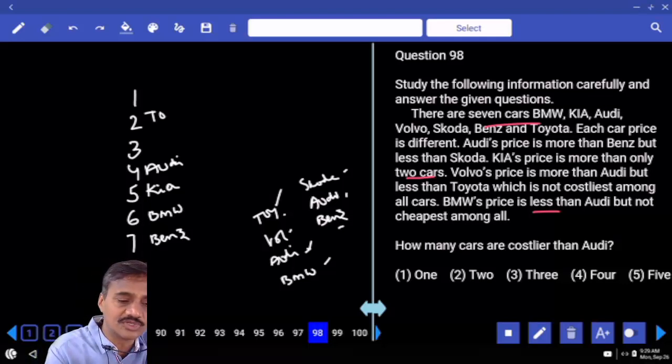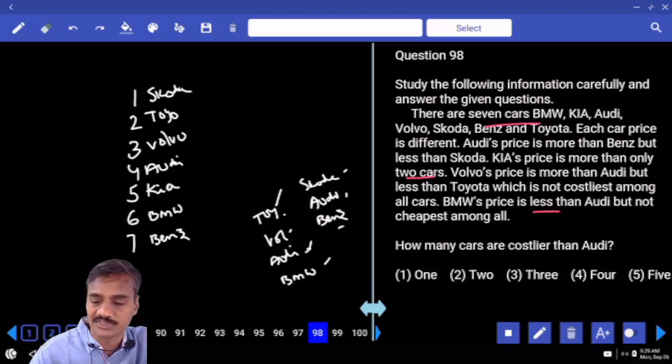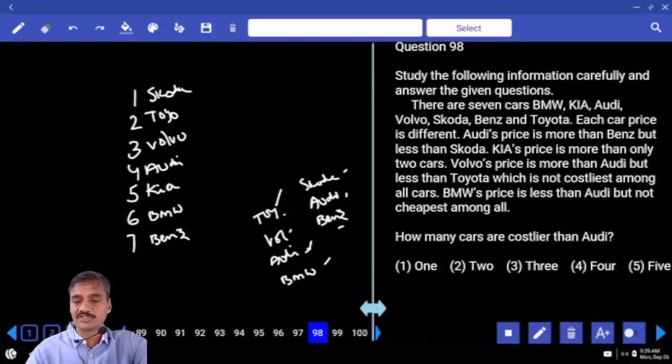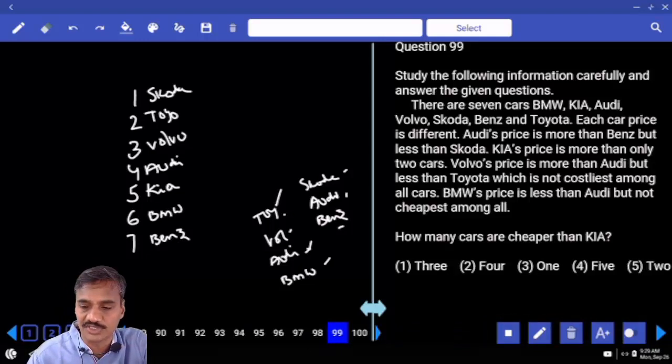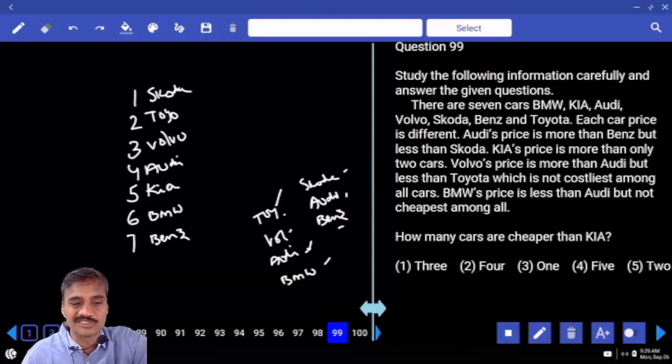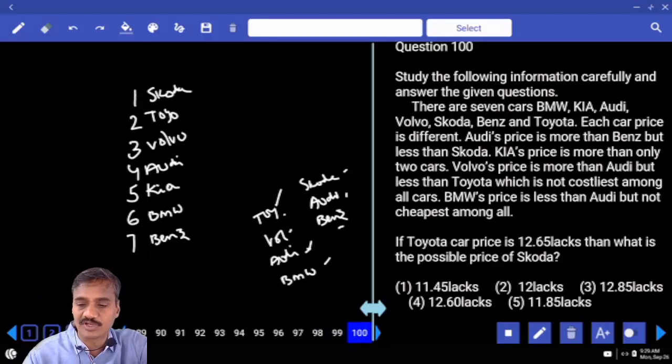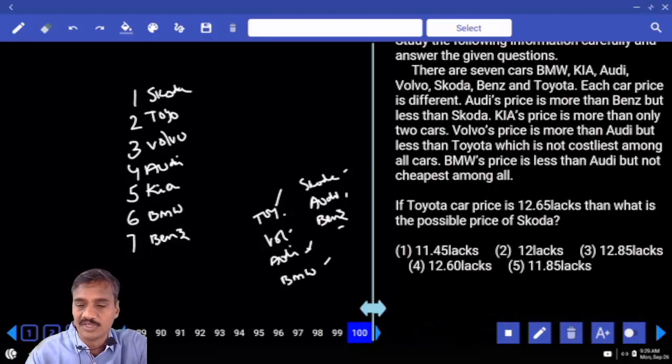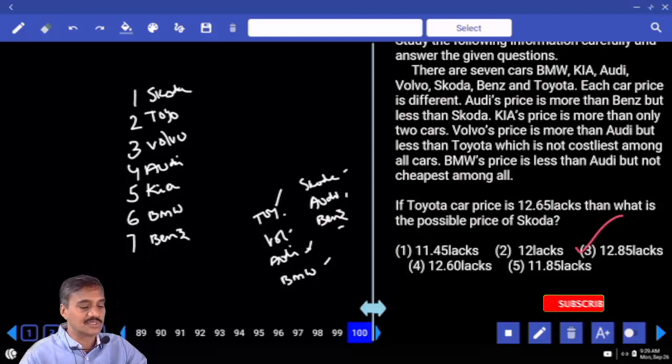And Toyota cannot be the highest. Hence where should this Toyota be? Toyota is here. Toyota ఇక్కడ ఉంటే here it must be Volvo. And what is the left over here? Skoda is left over. Skoda is the costliest among all these 7. And how many cars are costlier than Audi? There are 3 that are costlier than Audi, choice 3. And how many cars are cheaper than Kia? There are only 2 cars, choice 5. And if Toyota car price is 12.65 and then Skoda is more than 12.65, among the given choices 12.85, choice 3 is the answer, 100.